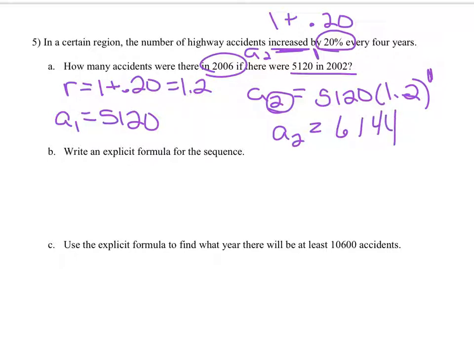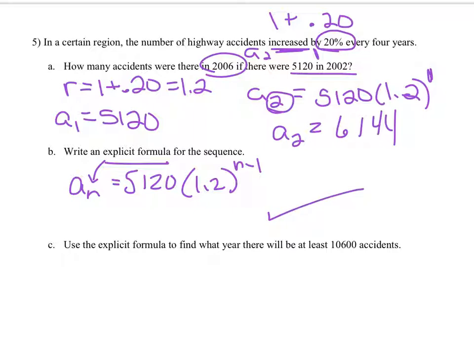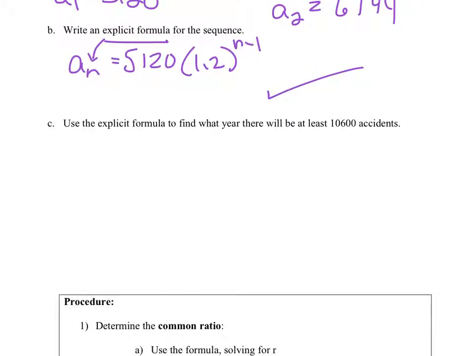Okay, writing an explicit formula, that's pretty straightforward. I know it doesn't seem like it should be, but geometric sequences are actually easier. So for an explicit formula, remember you keep n in the equation. So then we do the first term, 5120, times the rate, 1.2, to the n minus 1 power. There's literally nothing else you can do. You're done. So then use the explicit formula to find out what year there'll be at least 10,600 accidents. At least. So I guess there could be more.